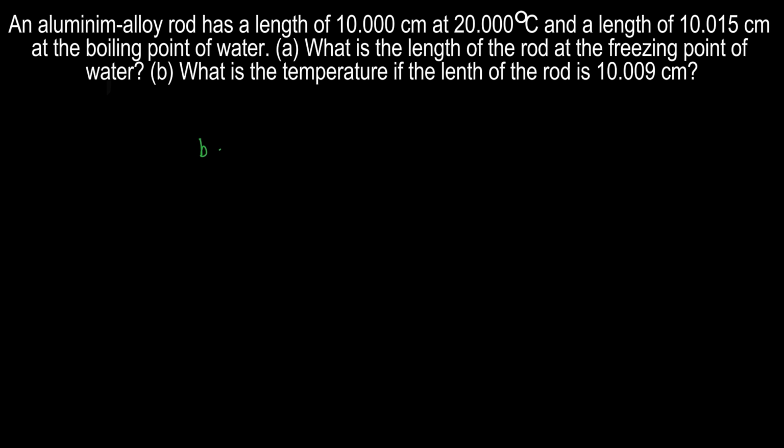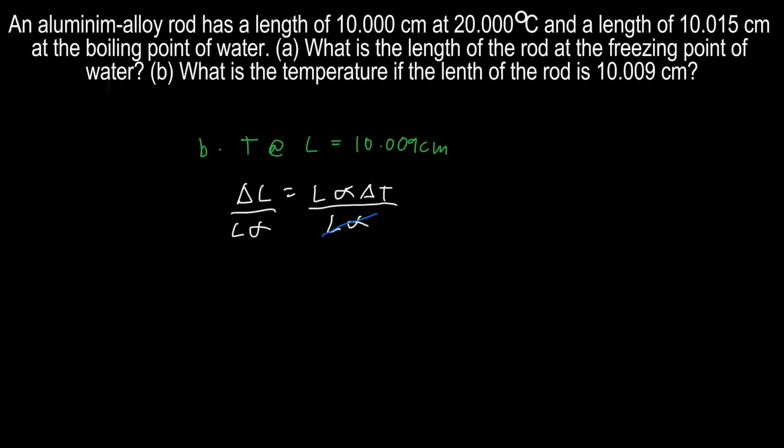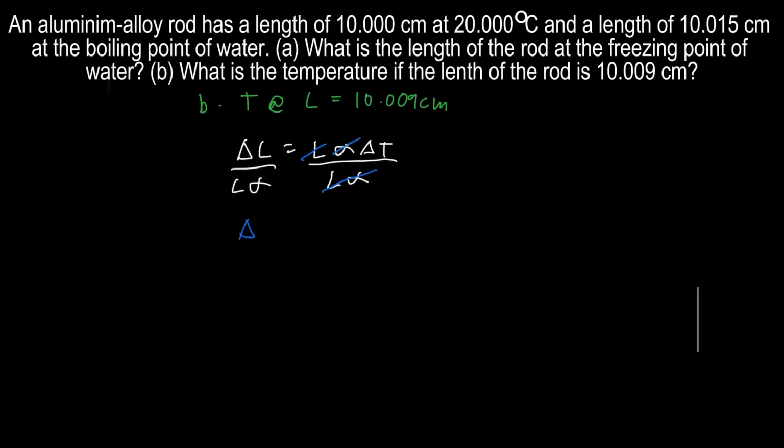We're going to solve for temperature at L is equal to 10.009 centimeters. The formula is change in L is equal to L alpha change in T. Since we're looking for the temperature, we're going to divide both sides by L and alpha, and this will cancel out. So we now have a formula for change in T, which is equal to change in L over L alpha.